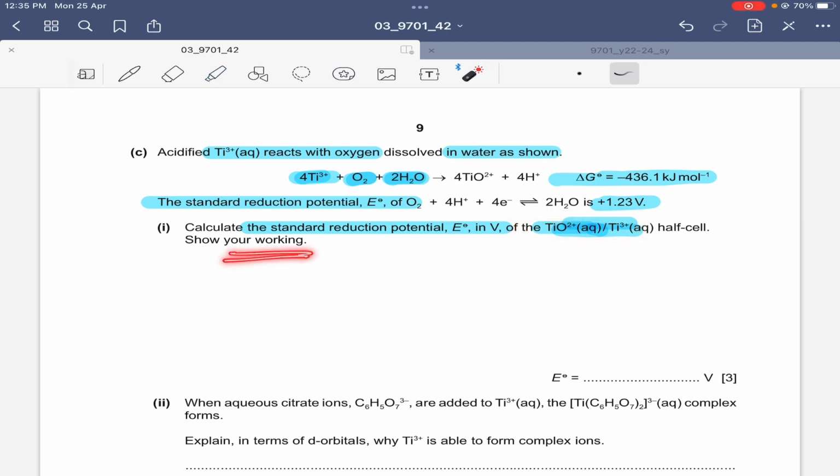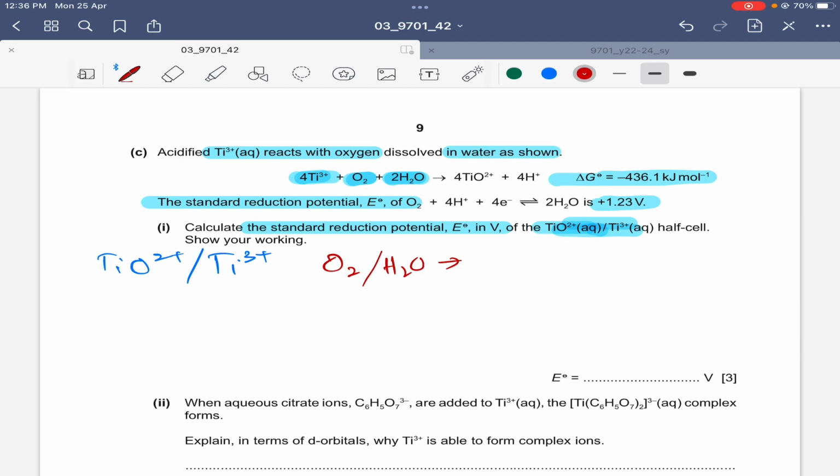Show your working. So we know that to find out the reduction potential of any half cell, we have 2 half cells here. One is TiO2+, Ti3+, and the other half cell is O2, H2O, right? Its reduction potential is given, which is 1.23, right? And they're asking for the reduction potential of this half cell.